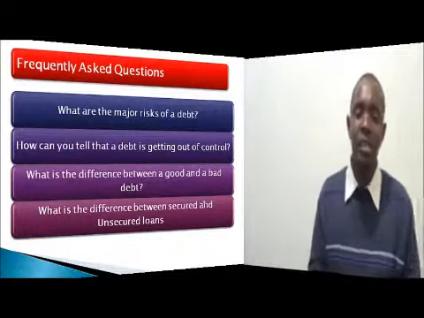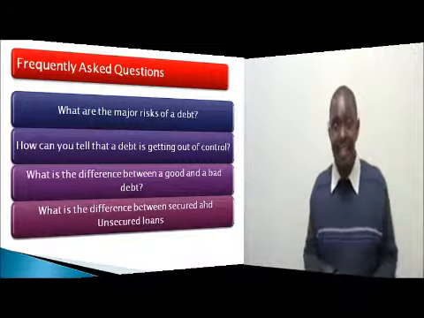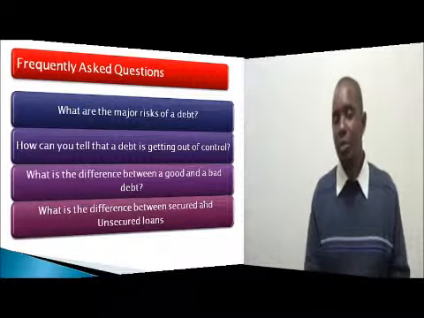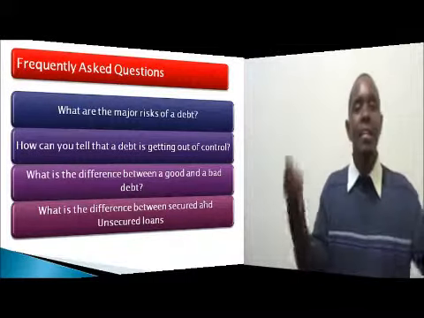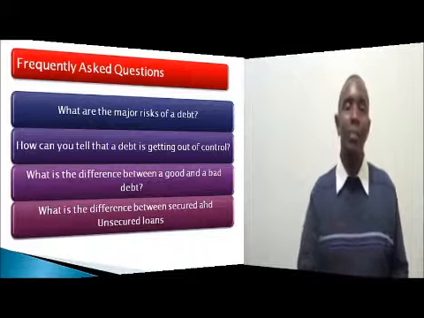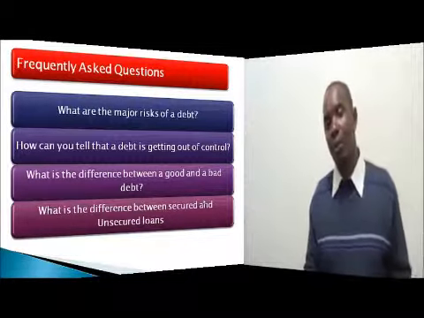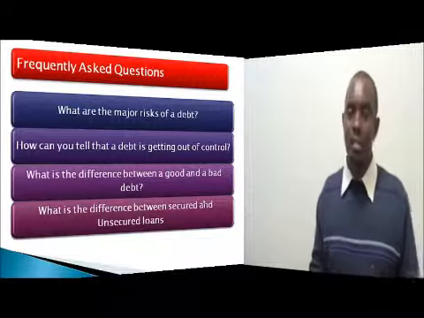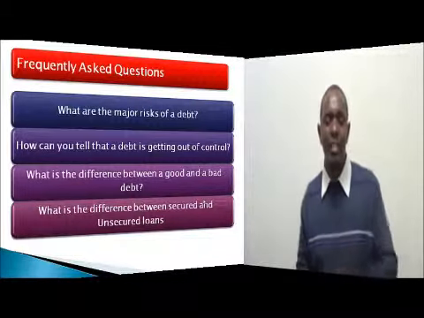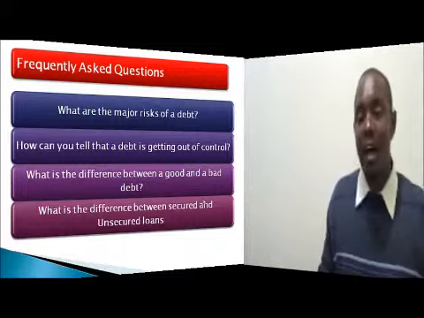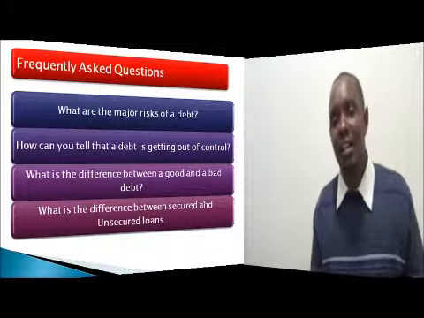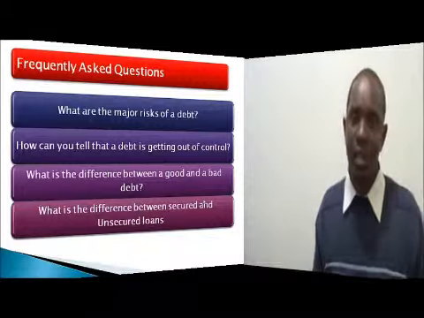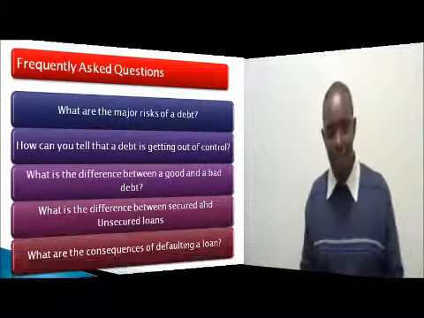What's the difference between a secured and unsecured loan? A secured loan has a guarantor or a security pegged to it. In case of default, the financier comes in and repossesses the collateral, or has guarantors who step in and make repayments. For unsecured loans, there's no security attached to it or any guarantor to step in and make the repayments.